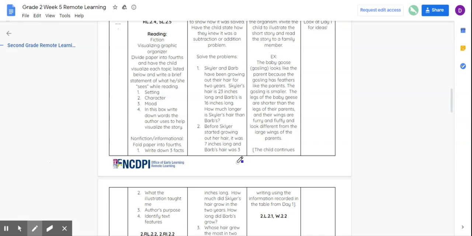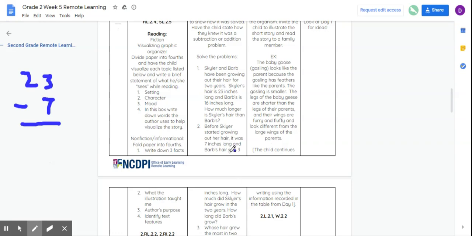So to figure out number 2, we've got to know how long Skylar's hair is now and how long Barb's hair is. So we're going to subtract 2 times. We're going to start with Skylar's hair length. So Skylar's hair length was 7 inches, and now it's 23. So you'd have to do 23 minus 7. And you would use a tens and ones chart.